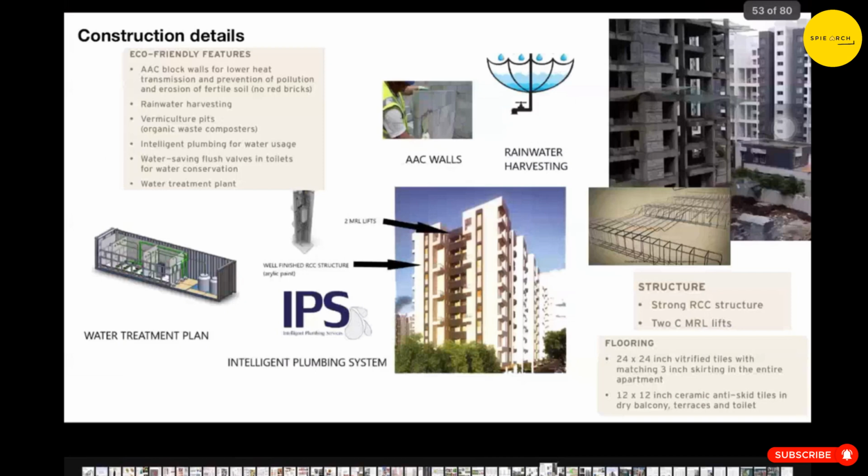The construction details: the apartment has a strong RCC structure with 2 MRL lifts. The apartment has a rainwater harvesting plant and water treatment plant. Also, they use autoclaved aerated concrete blocks for the walls, which is a lightweight precast and foam concrete material which prevents pollution and soil erosion. For flooring, they use vitrified tiles, and for balcony and toilet, they use anti-skid tiles. They mostly focused on reduction of pollution and an environment friendly structure. Over to Ritik.